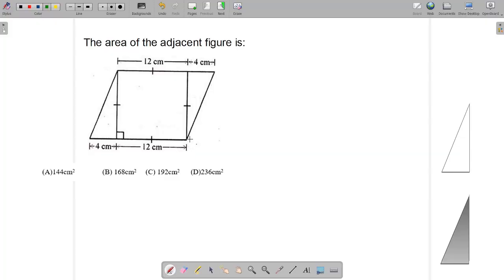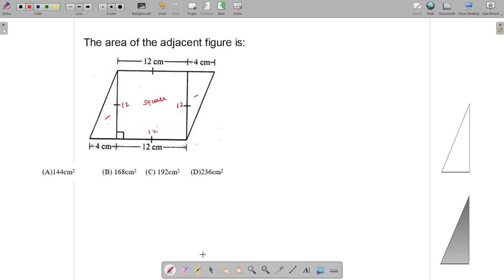Children, the first question. The area of the adjacent figure is, there is a figure given. It consists of two triangles. You can see the two triangles and one square. In the middle there is a square because the marks are given as all sides equal: 12 centimeter, 12 centimeter, 12 centimeter, 12 centimeter. So it's a square. All sides are equal.